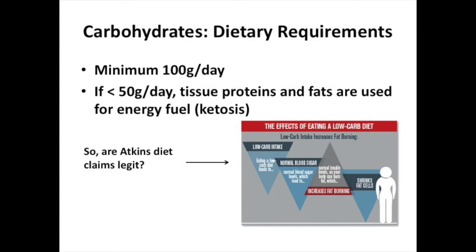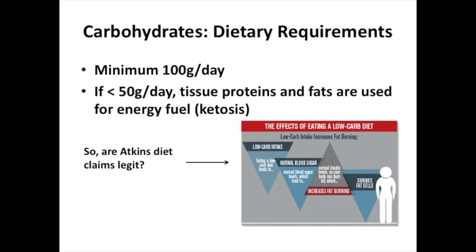Now, typically we say the minimum requirement of carbohydrates for an adult human is 100 grams a day. If an individual is consuming less than 50 grams of carbs a day, the body will revert over to using fat and then protein if fat is not available for energy. And we call this stage ketosis. So this is the premise behind, if you've heard of the ketogenic diet or the Atkins diet, lots of low carbohydrate diets are based off this premise of getting you into ketosis.